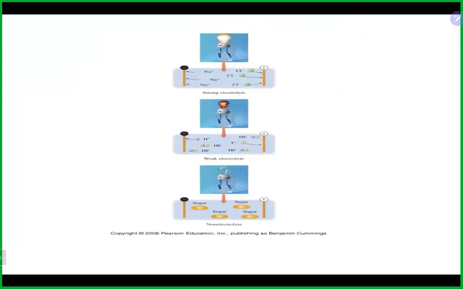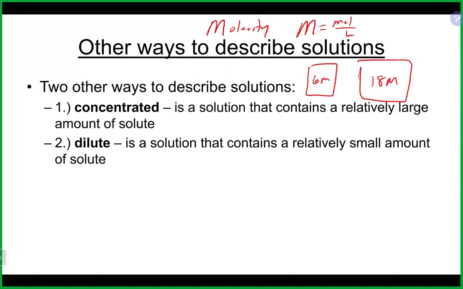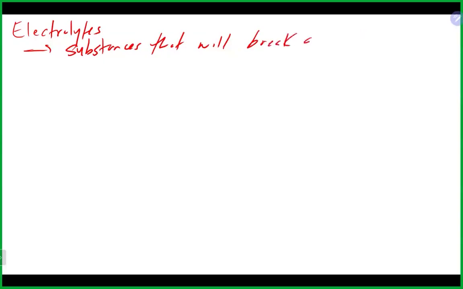We're going to talk about electrolytes now and what they are. Let's talk about electrolytes. Electrolytes are substances that will break apart into ions in water, basically, or solution. And it's the presence of these ions that help it conduct electricity.